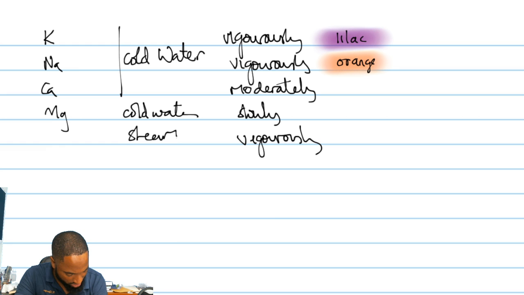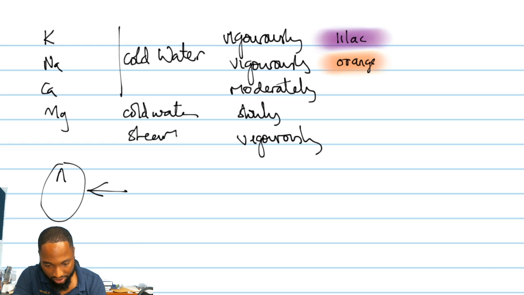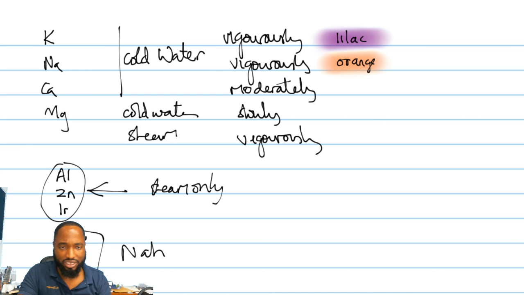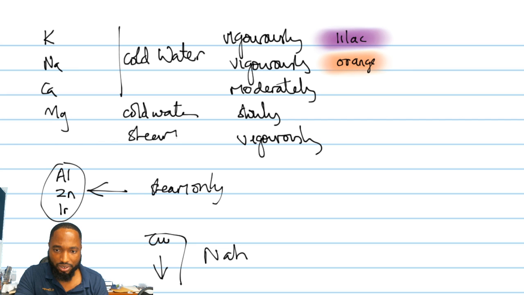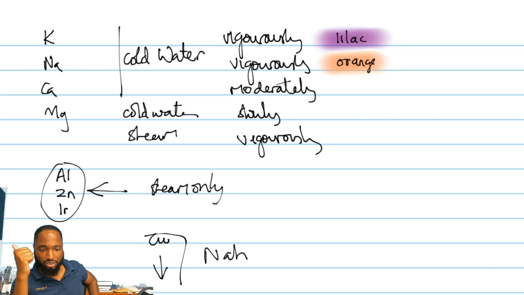From copper. So all the rest, the in-between guys: magnesium, aluminum, zinc, iron. These react with steam. Steam only. Right? And then copper down is nah, because copper is not going to get rid of the hydrogen, because remember where hydrogen fits in the table, right? So that's it for water. You just need to practice a couple of equations to make sure you can balance the equations well, and that's it.